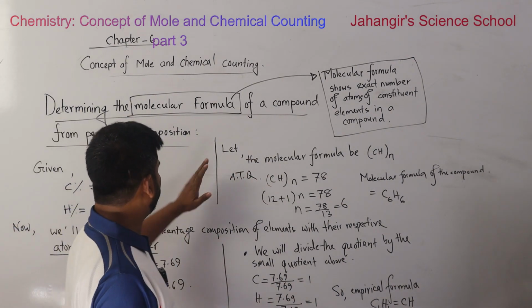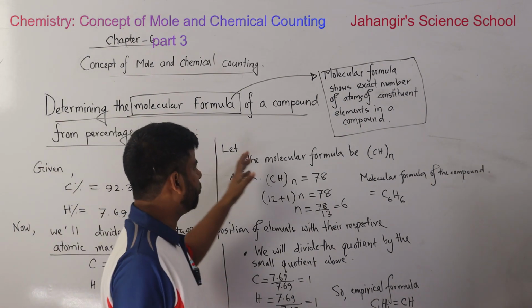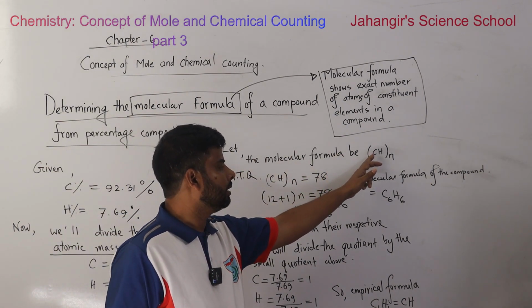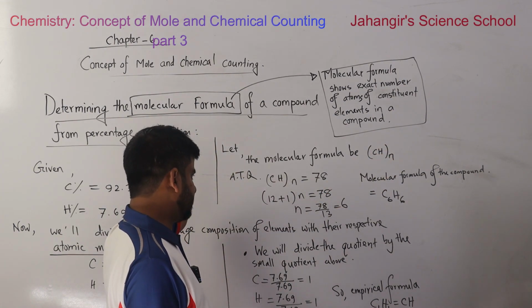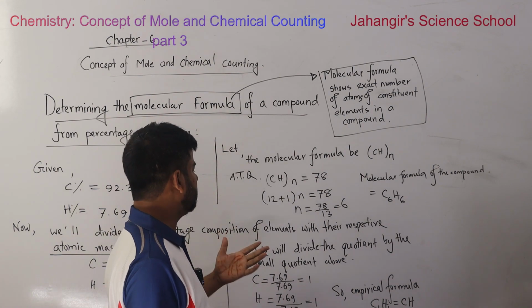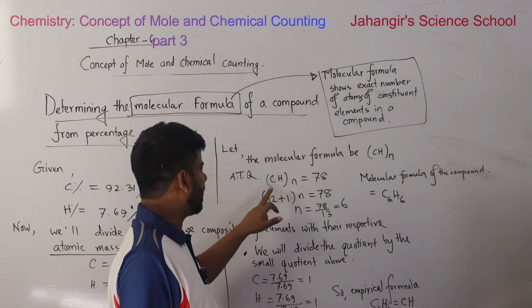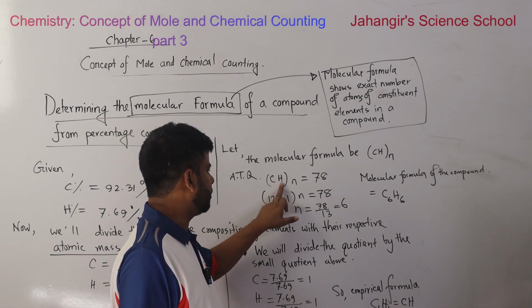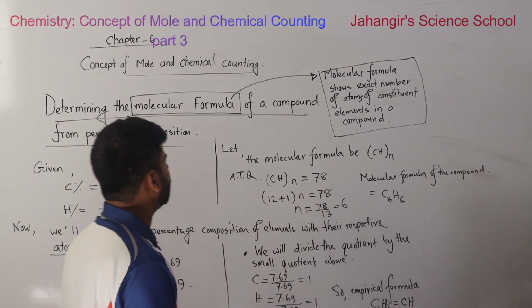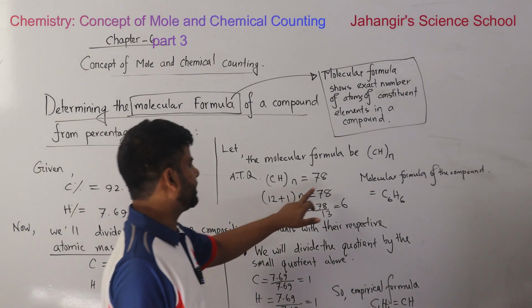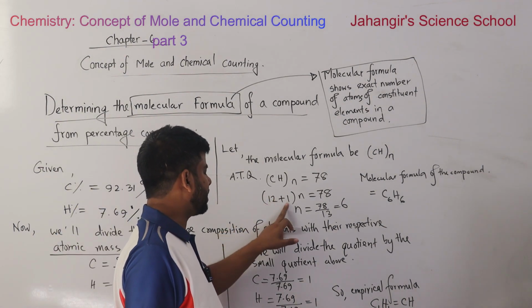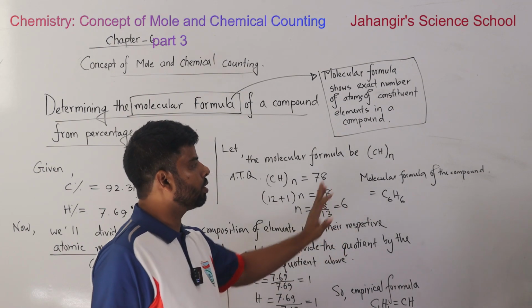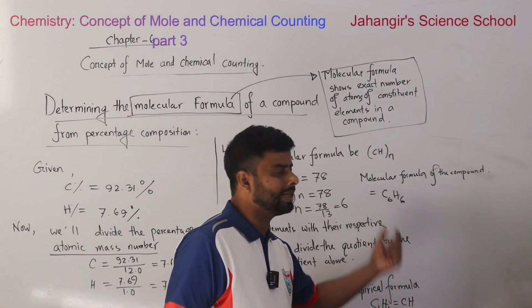Now we have to find the molecular formula. Let the molecular formula be (CH) times n. Carbon is 12. According to the question, (CH) times n equals 78, because the molecular mass of this compound is 78, which is given. So 12 plus 1 is 13, so n equals 6. So the molecular formula of the compound is C6H6.